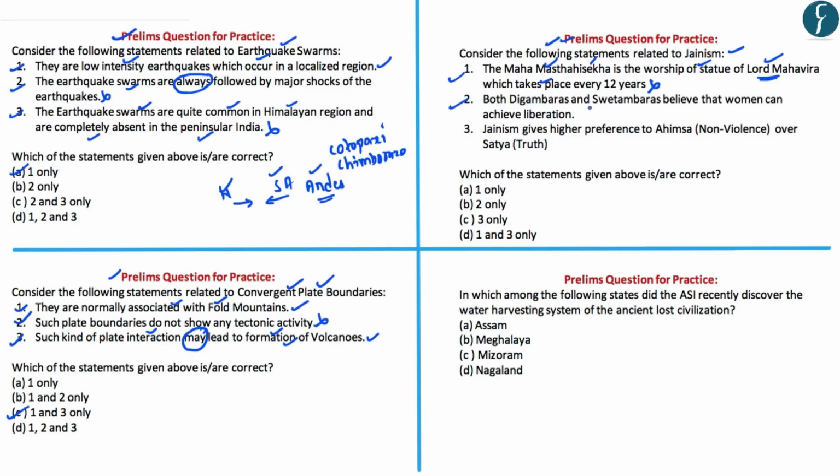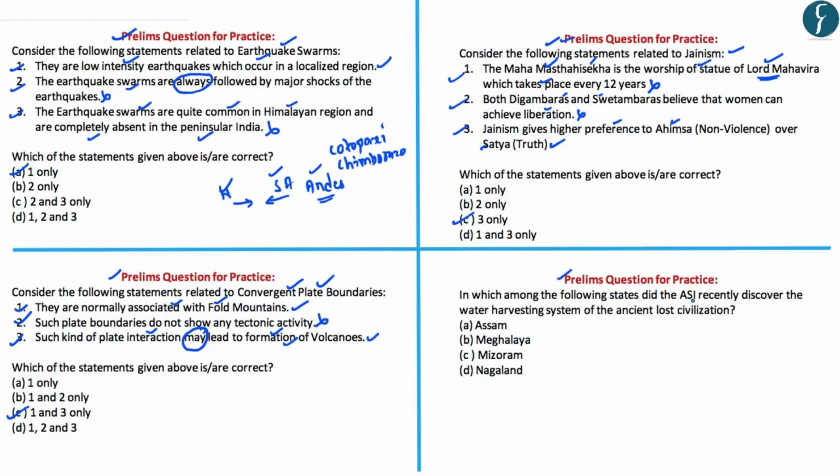The second statement reads as, both Digambaras and Shwetambaras believe that women can achieve liberation. Now this particular statement here is wrong. This is because the Digambaras believe that women cannot achieve liberation, and in order to achieve liberation, women would have to be reborn as men. The third statement reads as, Jainism gives higher preference to ahimsa or satya, and as we have discussed, this statement here is correct. So looking at the options here, the correct answer to this question is C, that is 3 only.